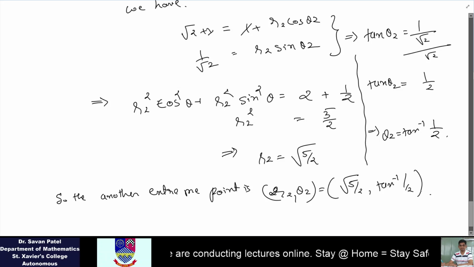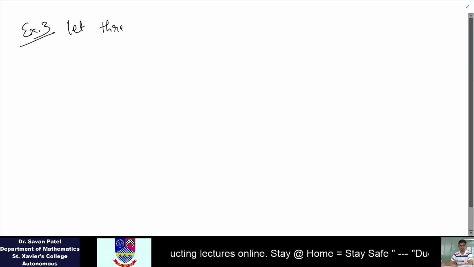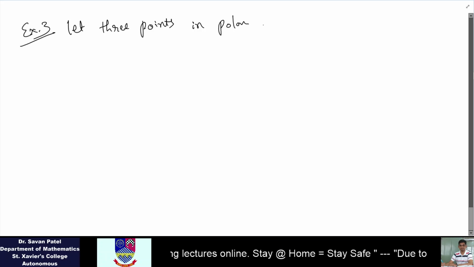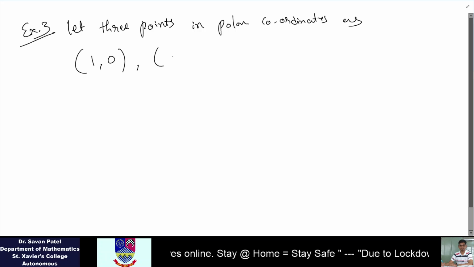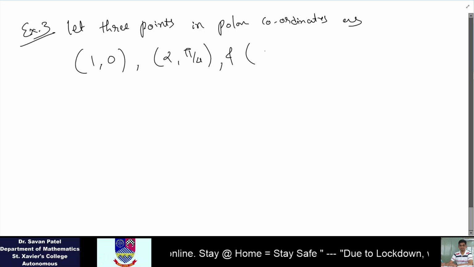Okay, now we are moving towards the third problem. So let 3 points in polar coordinates be (1, 0), (2, pi by 4) and (2, pi by 6).